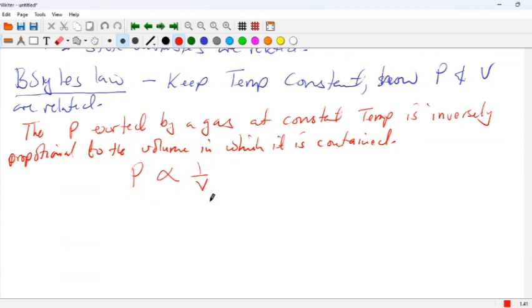What this means, in short, is that when we remove the proportionality symbol, we have pressure equal to a constant of proportionality times 1 over volume. Then when we cross multiply this, it gives us pressure times volume is equal to a constant.